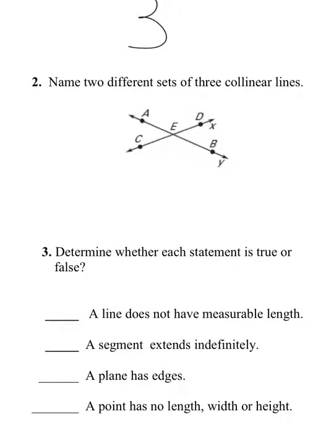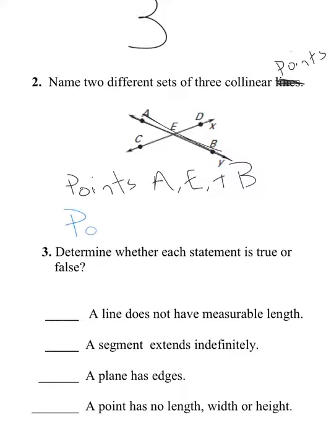Two, name two different sets of three non-collinear. This is a typo. I mentioned it in class. I obviously should say points. And it's real simple. You name the points from each line. So one of them are points A, E, and B, right there. And then the other group would be points C, E, and D. And again, pretty simple, pretty straightforward type question.